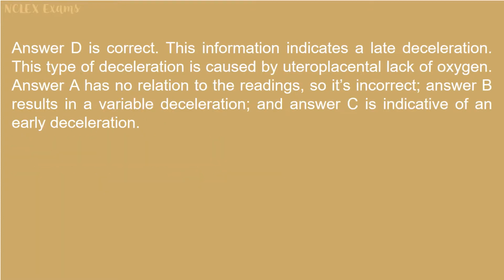Answer D is correct. This information indicates a late deceleration. This type of deceleration is caused by uteroplacental lack of oxygen. Answer A has no relation to the readings, so it's incorrect. Answer B results in a variable deceleration, and answer C is indicative of an early deceleration.